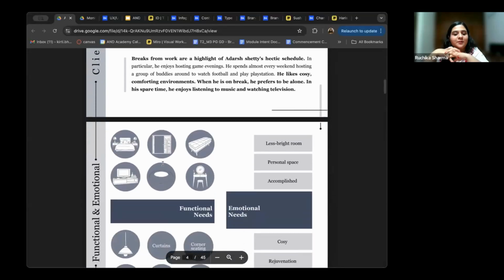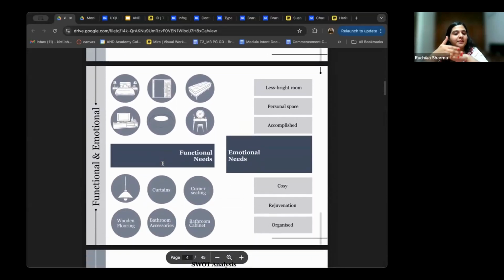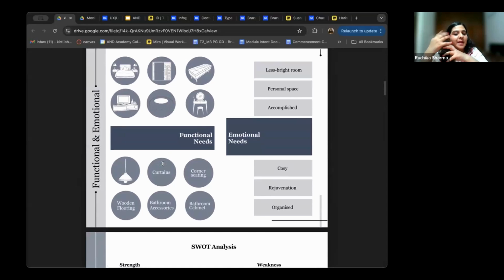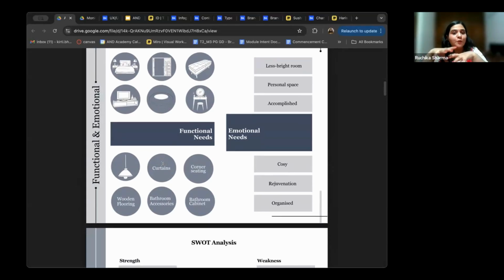Let's go lower. Okay. So here are a few things that the client might have requested: a less bright room. There has to be a lot of personal space. He wants his space to feel like he's an accomplished individual. He wants it to be cozy. He wants it to be rejuvenating naturally. He's coming back from work. He wants to relax. He wants to recline. He wants to maybe watch TV when he's tired. Then it has to be organized also, because he doesn't really have the time to spare to go around organizing his house daily. All right.